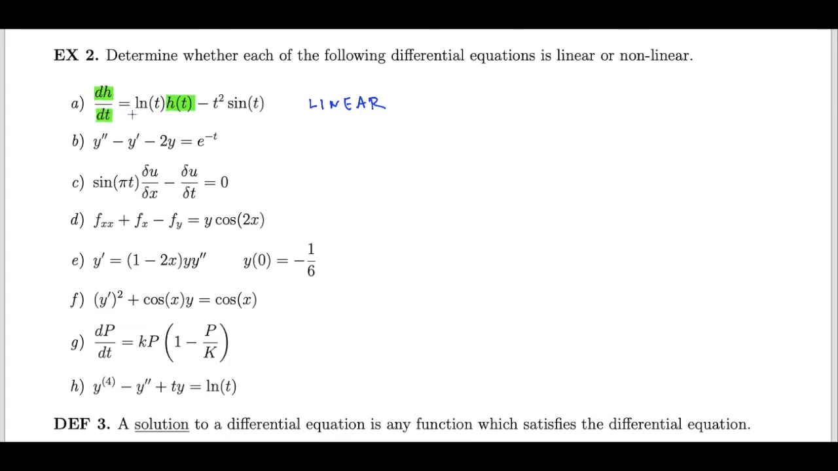So the independent variable terms, that is terms that involve just t in this case, can have any form. There's no restriction on those at all. Let's take a look at part B.